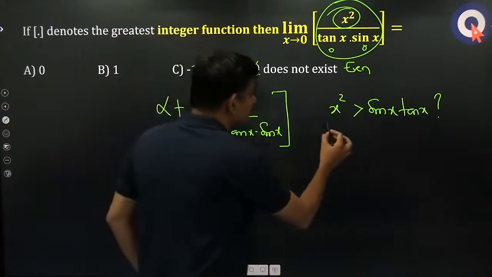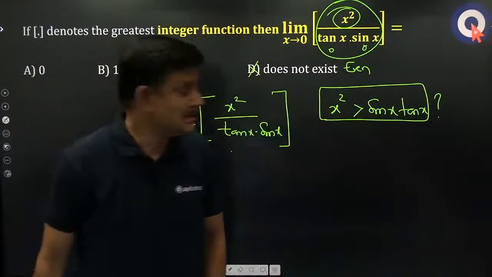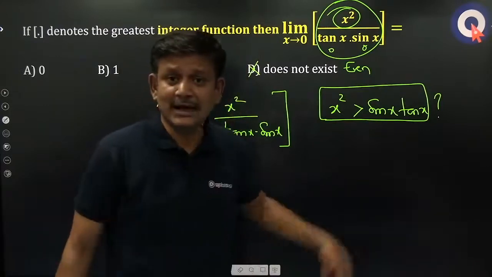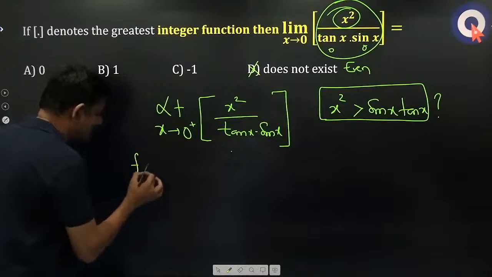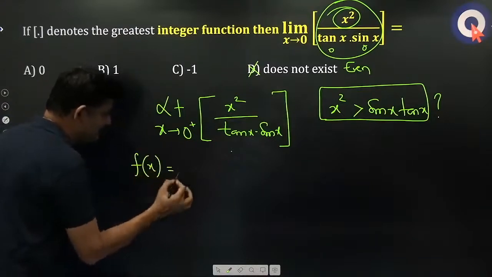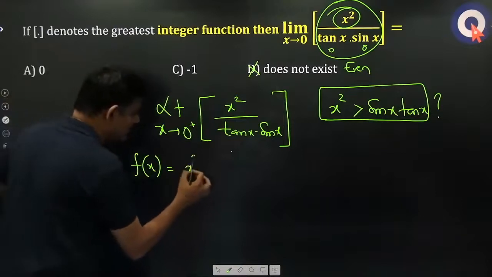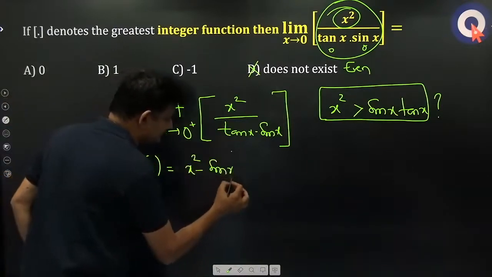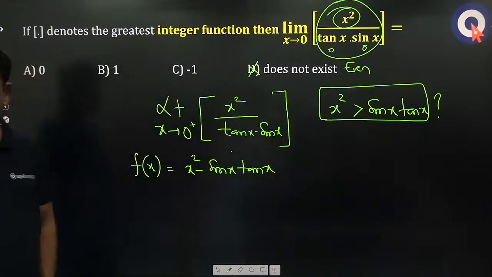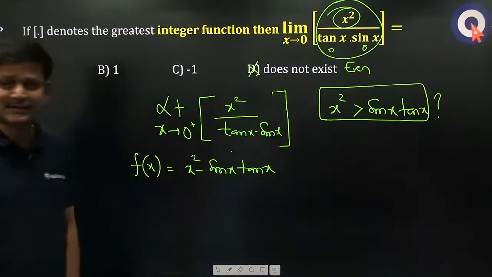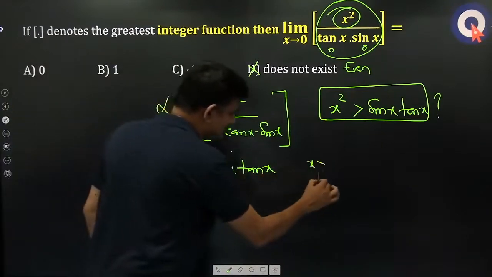So, now the question is identifying whether x square is greater than sin x tan x or less than sin x tan x. For that you have multiple ways of doing this question. Usually such type of inequalities we approach with monotonicity. Consider a function f of x is equal to x square minus sin x tan x. Our observation is for x greater than 0.